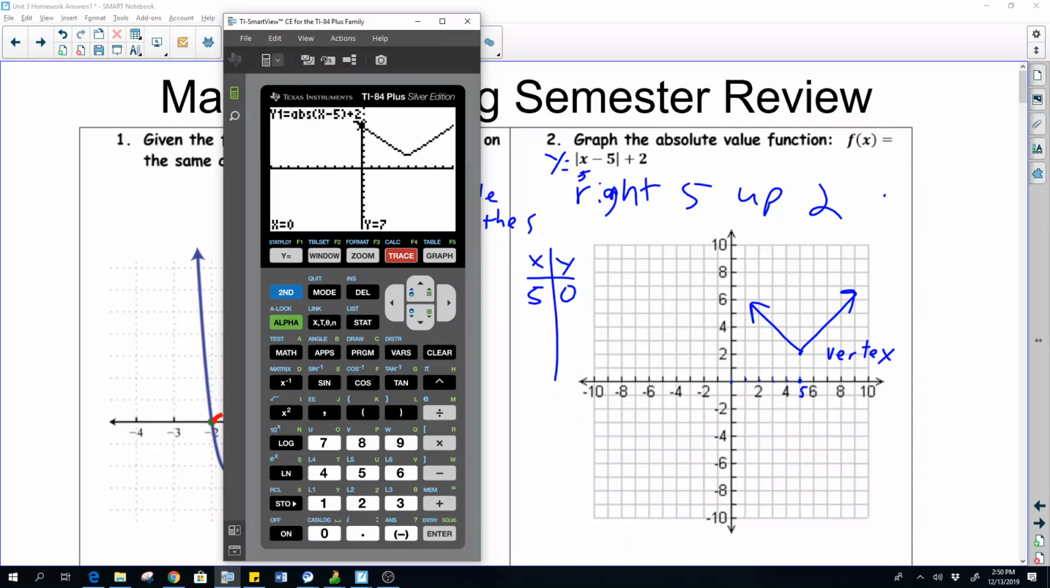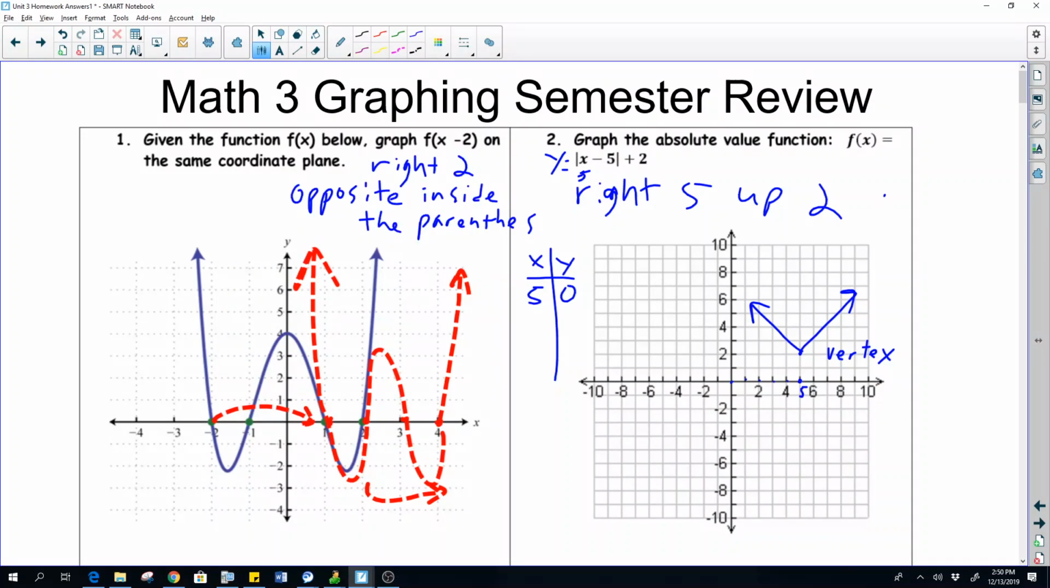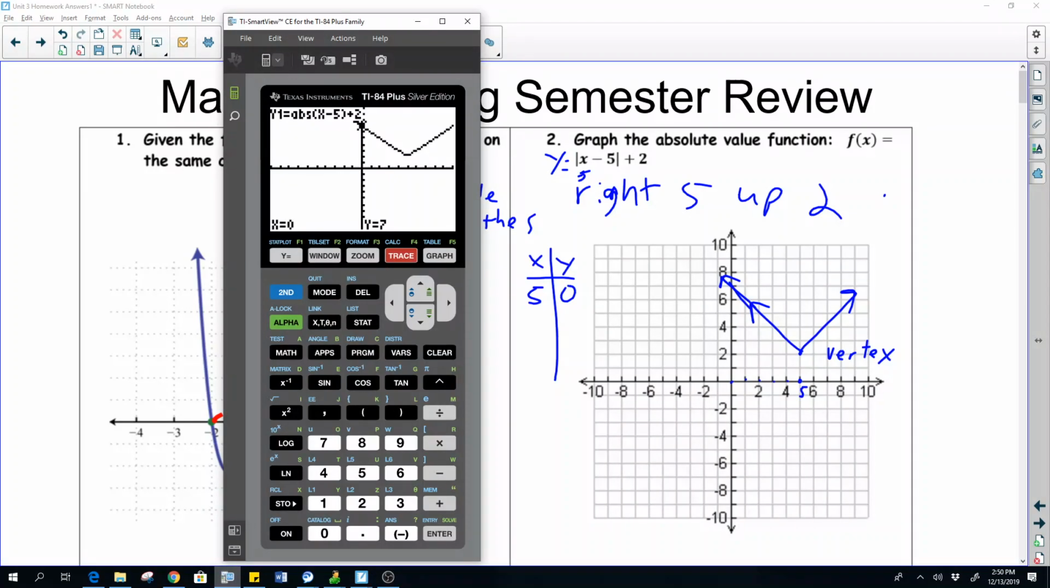So you can see at 0, 7, which is where our graph is going to hit the y-intercept, it carries on. And so excellent. That is correct. We did that right. And then our vertex down there at over 5 up 2. Over 5 up 2. Yep. Cool. Okay, moving on.